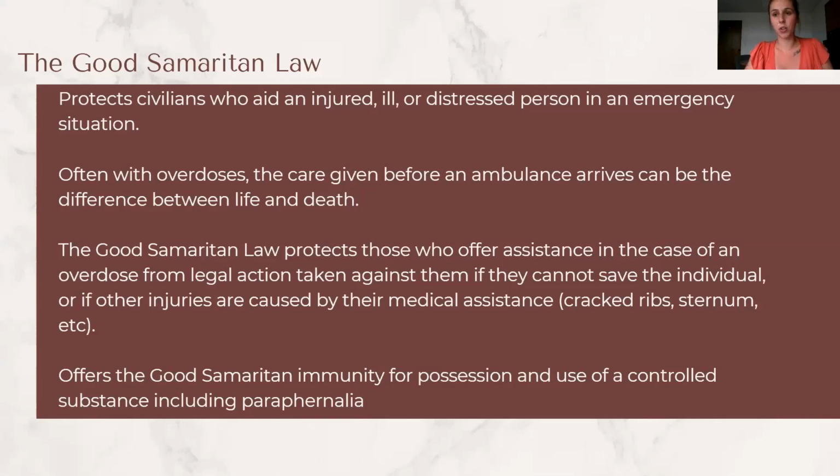Something also very important to note about the Good Samaritan Law is that it does offer immunity to those who are giving medical attention and call 911 who are in possession of paraphernalia or a controlled substance. So if a friend or a person who is with that person who overdoses calls 911, administers Narcan, and is administering CPR or observing them until 911 gets there, they will be offered immunity in the state of Colorado from any legal action being taken against them under the Good Samaritan Law.